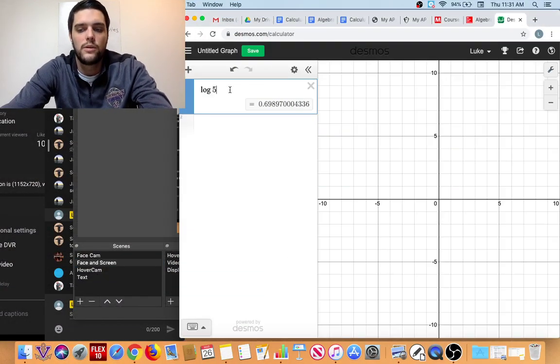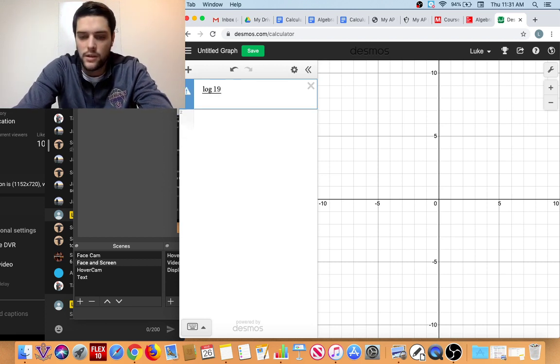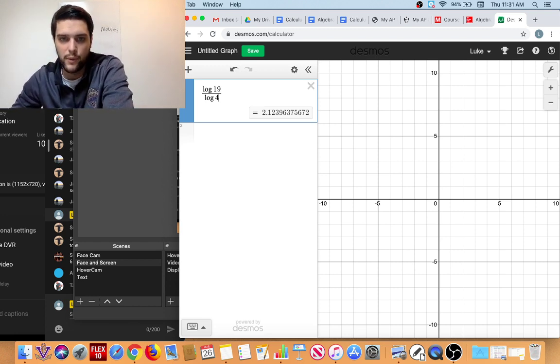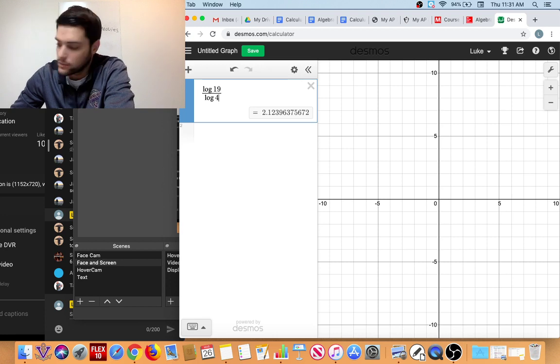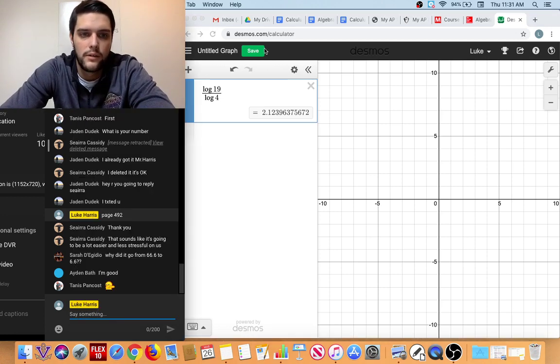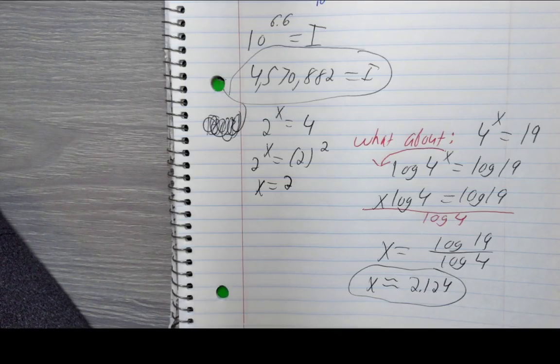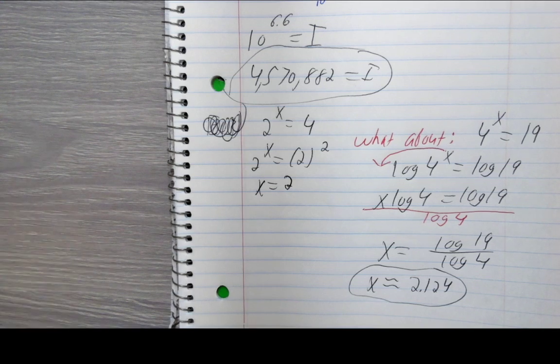And if I go to my Desmos, all I have to do is plug that into my calculator, and I get x is approximately 2.124 as my answer. And that's the problem. Any questions on that? Very, very useful idea right there.